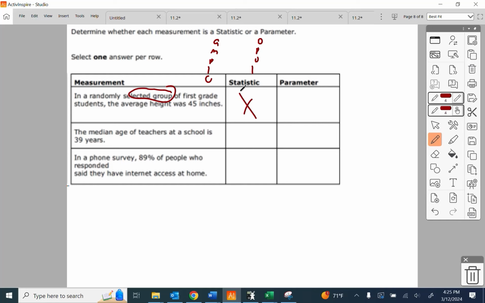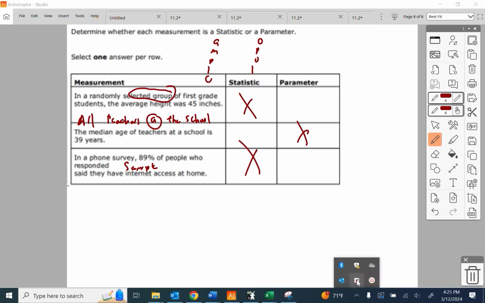The median age of teachers at a school is 39 years. Now, the way this is worded, it's talking about all teachers at the school. That is a parameter in regards to the school. In a phone survey, 89% of people who responded, this is definitely a sample. That is a statistic. And that is the end of your 11.3 homework. All right? So I'm done with that.